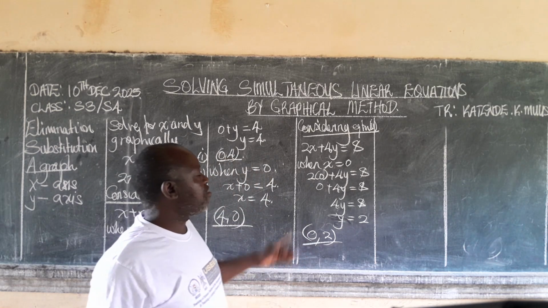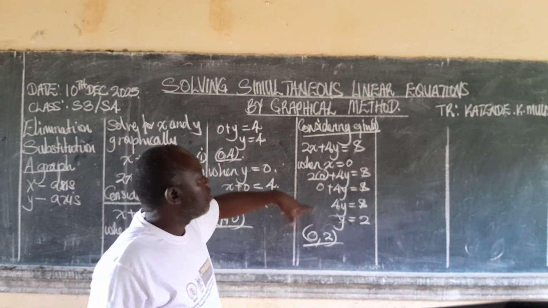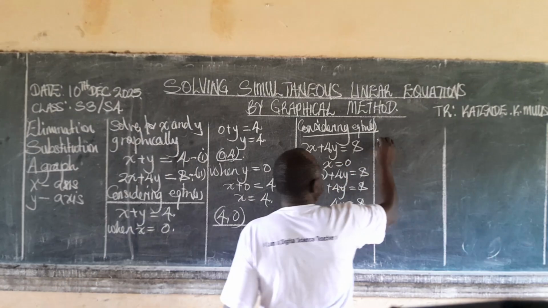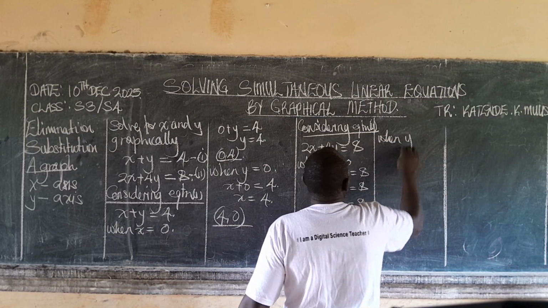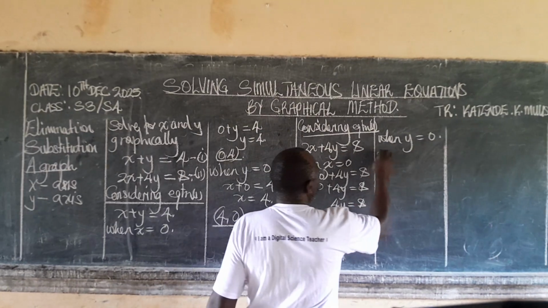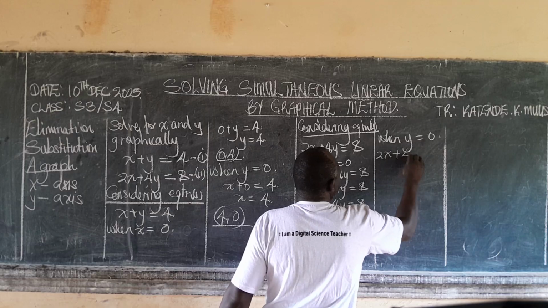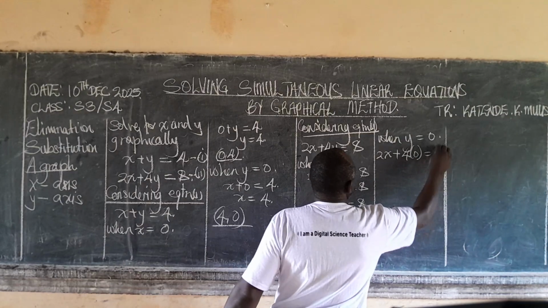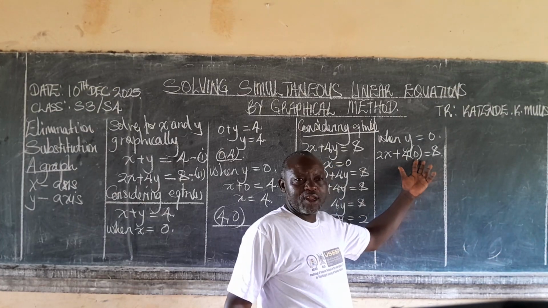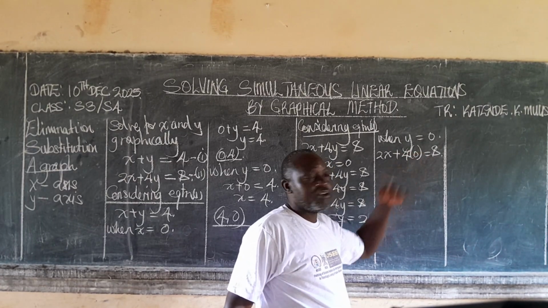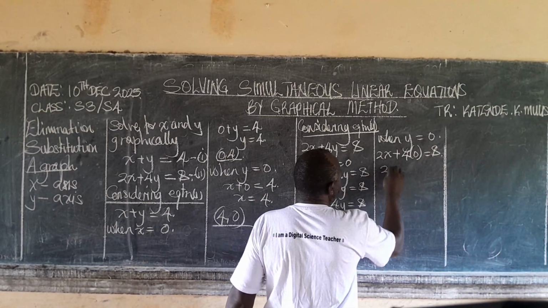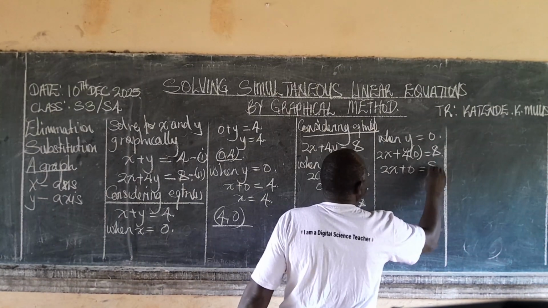Now, let us ask ourselves, what will be the value of x when y is 0? So we have to say when y equals 0. Don't forget we are onto this one. So we have 2x plus 4 times 0 equals 8. Whenever you see a number before the bracket, it means that this number is being multiplied by what is inside the bracket. 4 times 0, we get 0. Therefore, here we have 2x plus 0 equals 8.